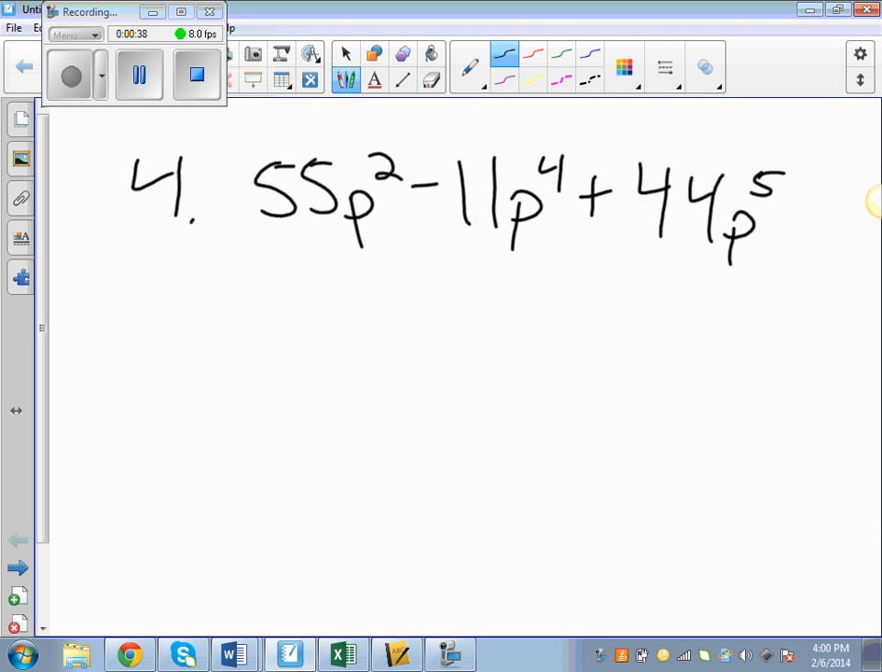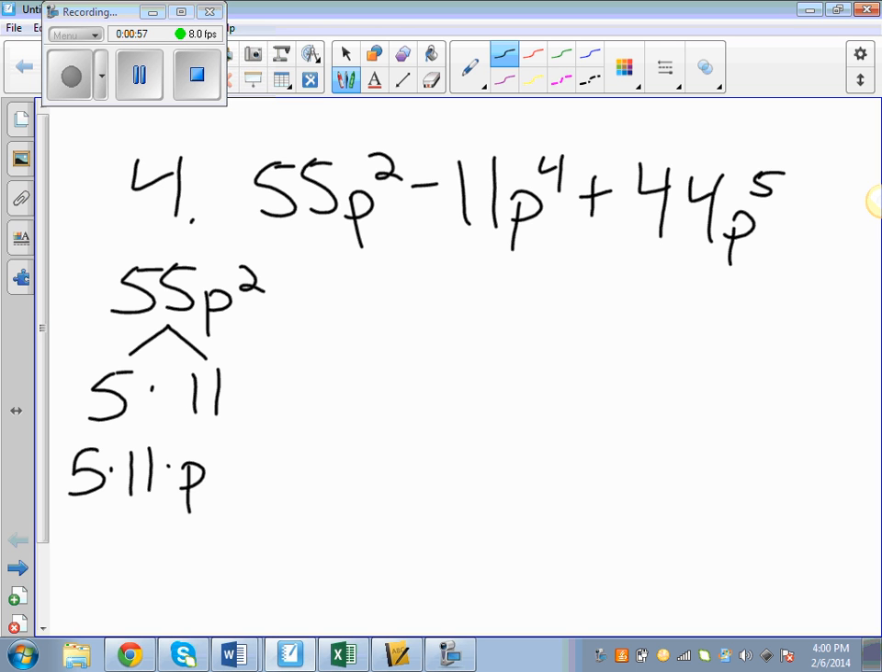So just like before, we need to find the greatest common factor that these 3 terms share. So let's find the prime factorization of 55p squared. 55 we could factor into 5 times 11. Those are both prime. So we have 5 times 11 times p times p. All right, for 11p to the 4th, well, 11 already is prime. So we have 11 times p times p times p times p. So there should be 4 of them there.